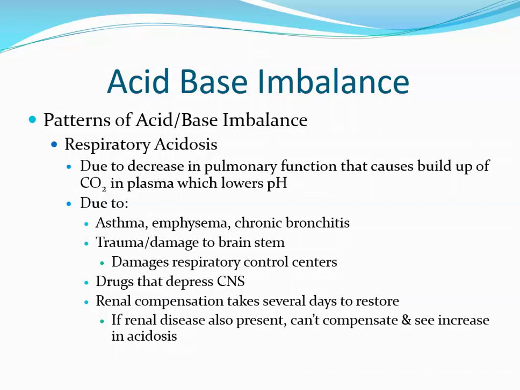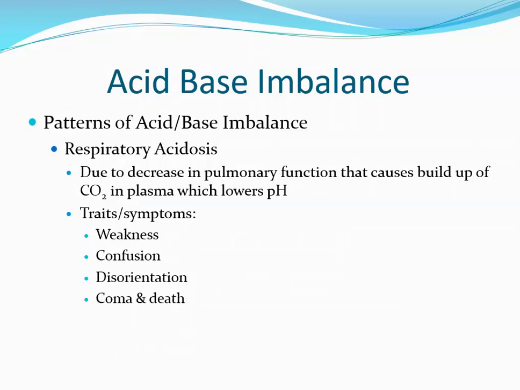It could be due to drugs that depress the central nervous system. Renal compensation can take several days to restore the pH balance. However, if there is also renal disease involved, then the person will not be able to compensate and you will see a very severe increase in acidosis. Traits or symptoms: weakness, confusion, disorientation, coma, and death.